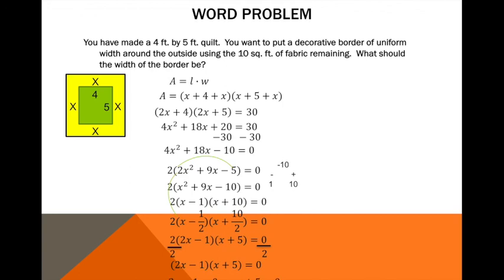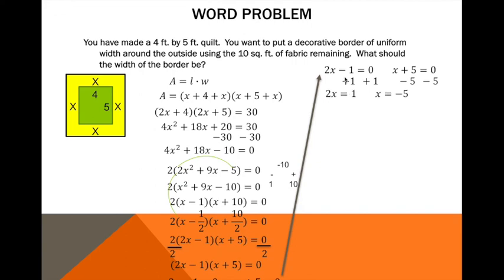And now I need to set each term equal to 0. So 2x minus 1 equals 0 and x plus 5 equals 0. Now I'm going to solve. So I'm going to add 1 to both sides and subtract 5 from both sides of my other equation. So 2x equals 1 and x equals negative 5. Now I'm going to divide by 2. So x equals 1/2 and x equals negative 5.